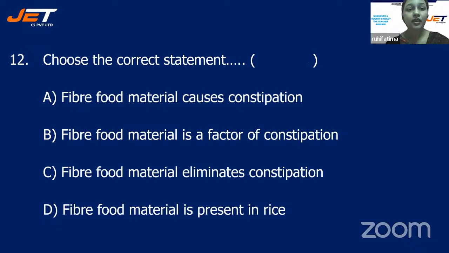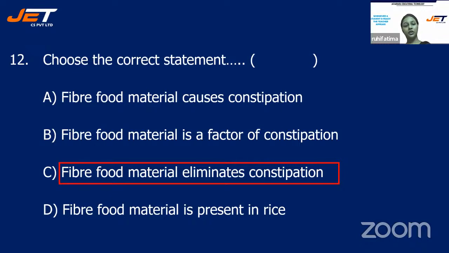Here we have: choose the correct statement. Now here you have to be very careful about the statement. Which statement is correct? Fiber food material causes constipation. Fiber food material is a factor of constipation. Fiber food material eliminates constipation. Fiber food material is present in rice. And the correct answer is: fiber food material eliminates constipation. Just now we did this, right.